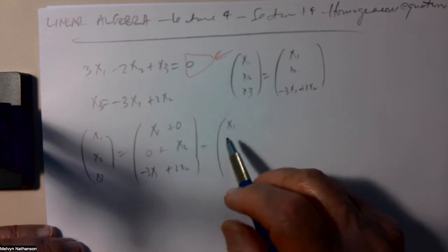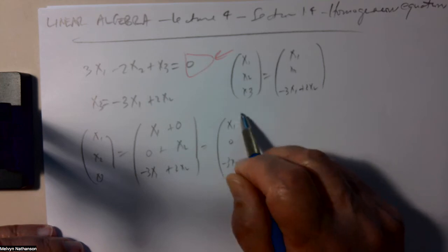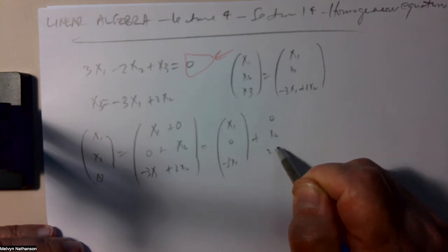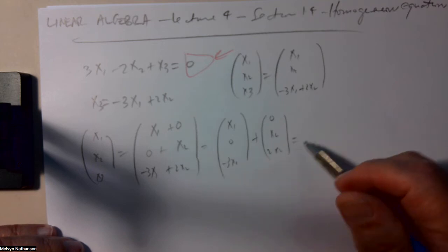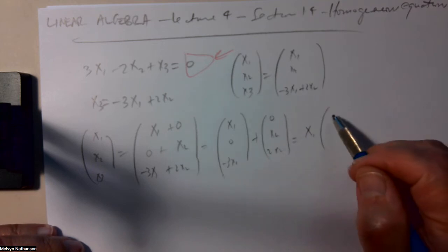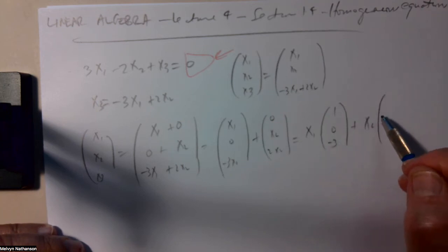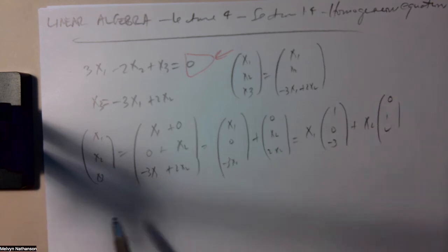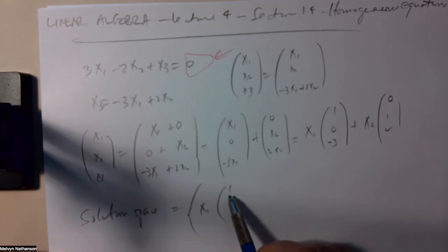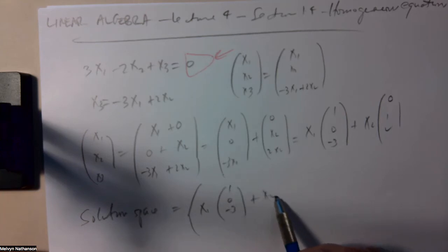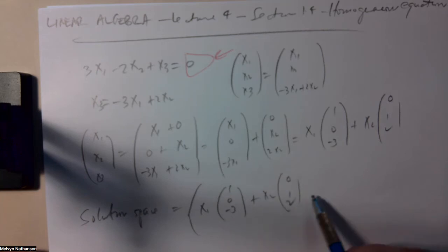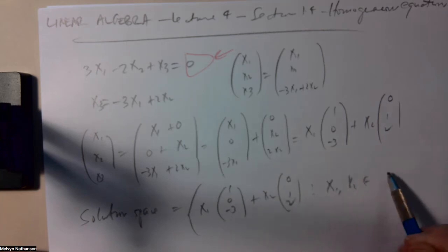So this is the sum of two vectors: x1, 0, minus 3x1, and 0, x2, 2x2. From the first vector, we can factor out the scalar x1, leaving 1, 0, minus 3. And from the second, we factor out the scalar x2, and we get 0, 1, 2. So the solution space of this equation is the set of all linear combinations of these two vectors. So x1 and x2 can be any scalars, any real numbers.